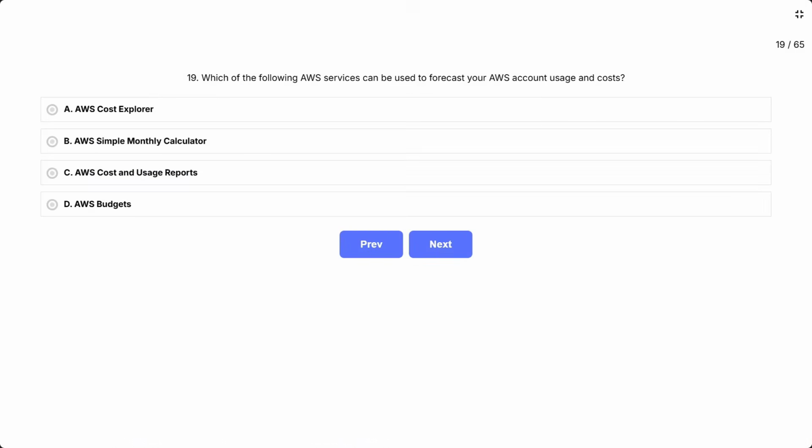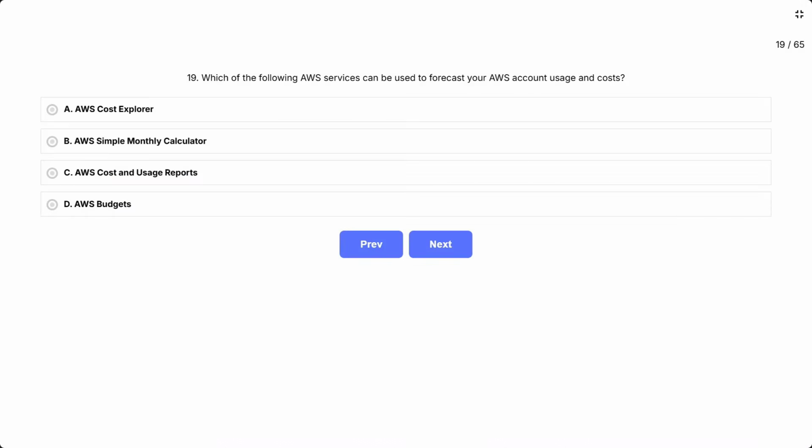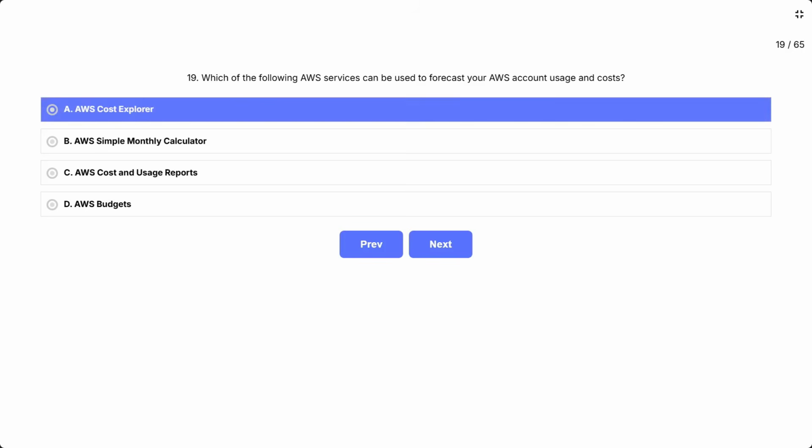Question 19. Which of the following AWS services can be used to forecast your AWS account usage and costs? The options are A, AWS Cost Explorer, B, AWS Simple Monthly Calculator, C, AWS Cost and Usage Reports, D, AWS Budgets. This question asks which AWS service has built-in forecasting capabilities to predict your future AWS spending based on your past usage patterns. Think of it as, which tool can tell me what my AWS bill will likely be next month or for the next 12 months? The correct answer is A, AWS Cost Explorer.